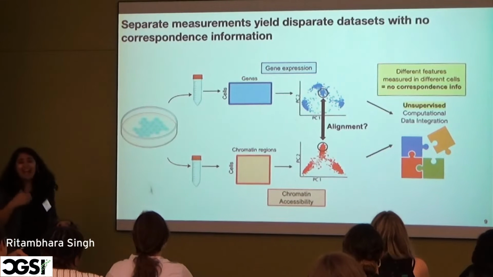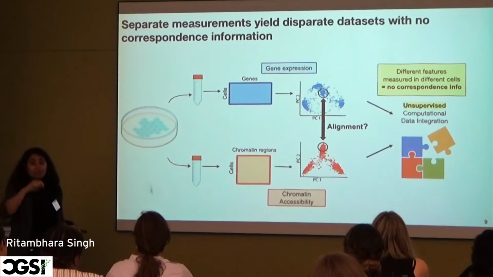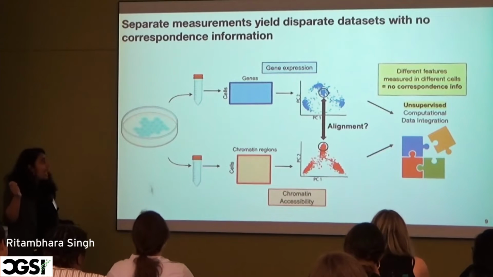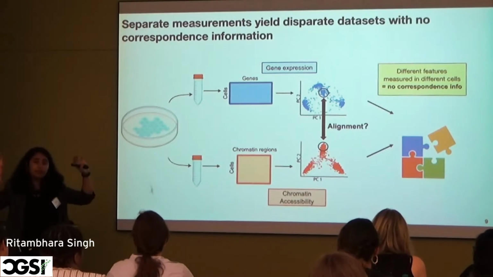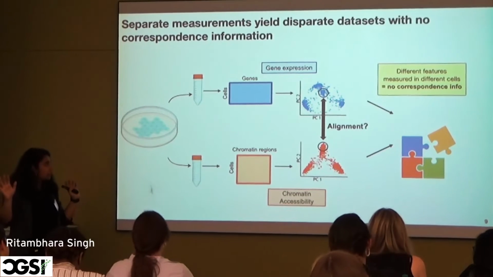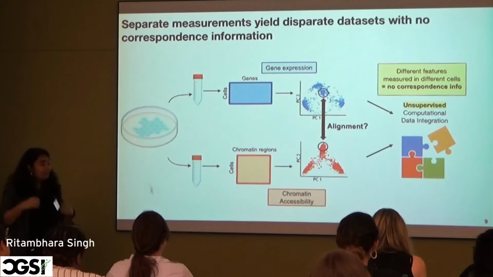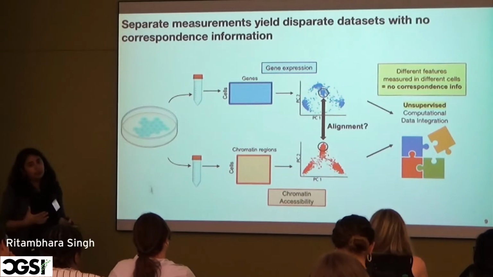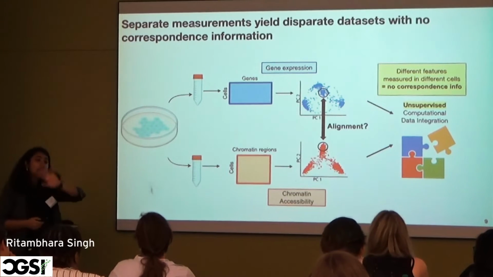And that's because I don't have any corresponding information between the cells because we didn't measure the same individual cell. And because we measured two different measurements, we don't have one-to-one correspondence between the features. And so developing unsupervised data integration methods is very important in the field.